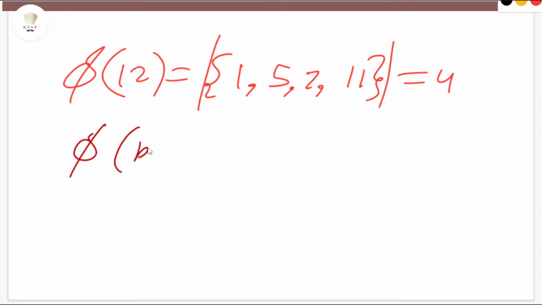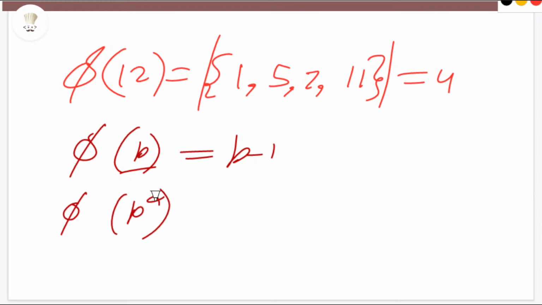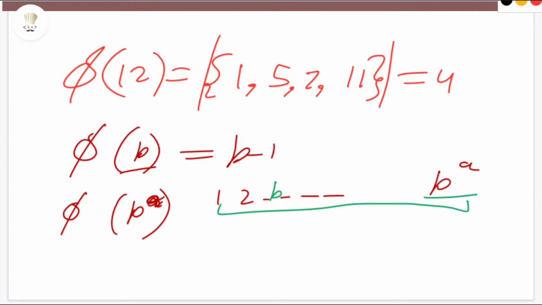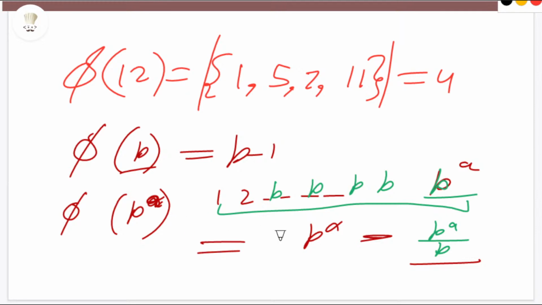Similarly, for any prime number p, phi of p would just be p minus 1, because we have p minus 1 numbers co-prime with p. For some p to the power a, here we would have 1, 2, up until p to the power a. How many numbers will be co-prime with p to the power a? All of the numbers which do not have p as a factor. How many numbers among these terms have p as a factor? Those would be p to the power a by p. So if we subtract these many terms from p to the power a, we get phi of p to the power a, which is p to the power a minus p to the power a minus 1, which is just p to the power a into 1 minus 1 by p.